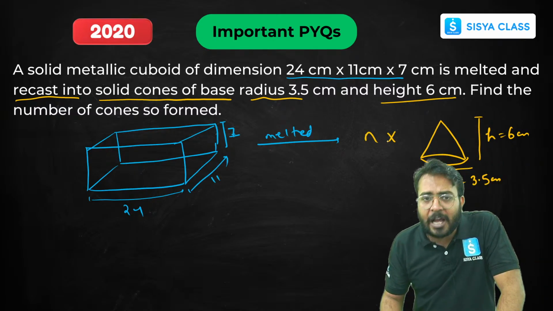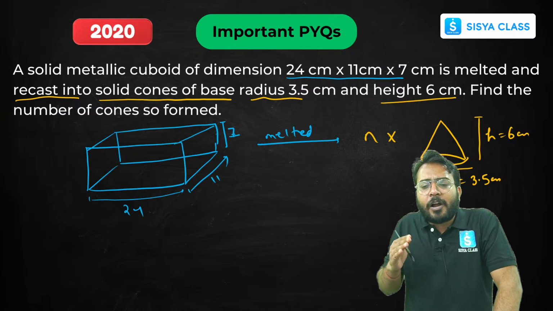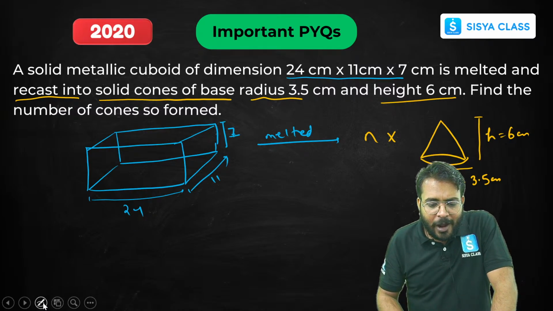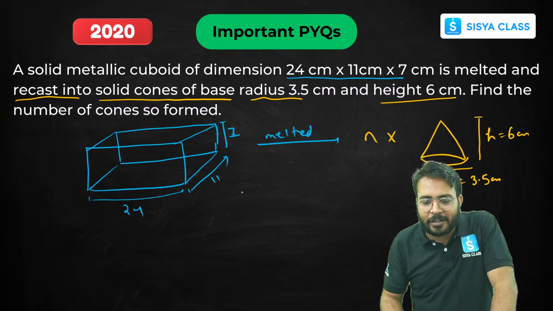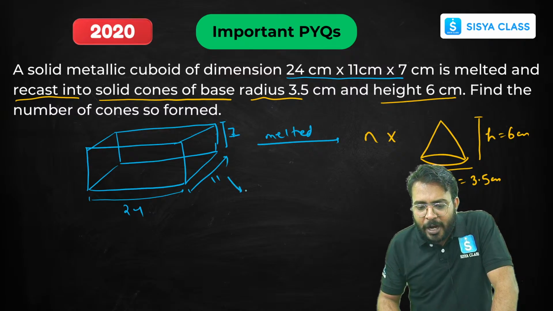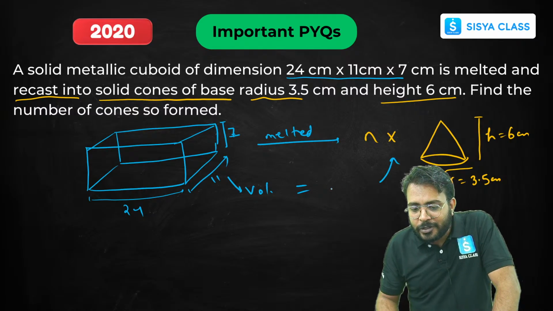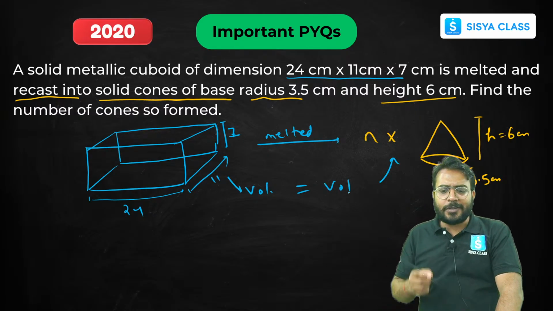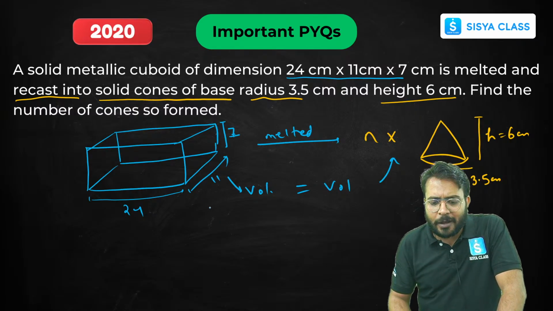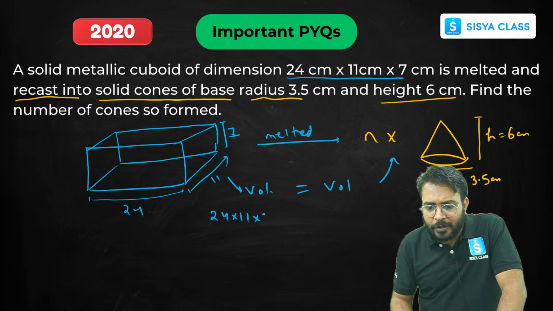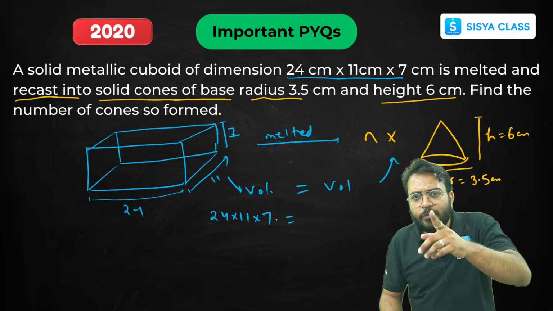Suppose n number of cones has been formed. So what you have to do? Again the same thing, just compare their volume. The volume of your cuboid will be equal to the volume of the n number of cones, yes or no? So what is the volume of the cuboid? It is L into B into H, that is 24 into 11 into 7, yes or no? And what is going to be the volume of your cone?